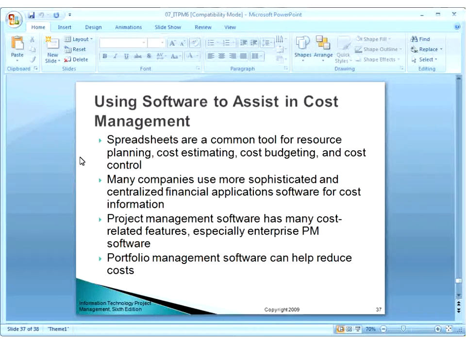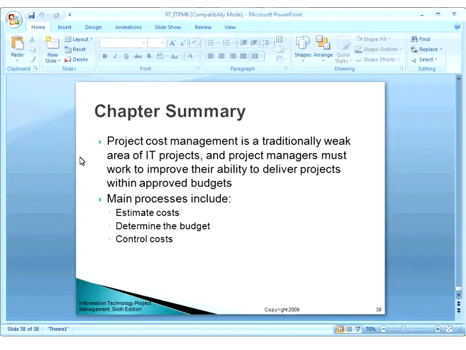You can use software to assist in cost management. You can use spreadsheets, Excel sheets, which is a common tool for resource planning, cost estimation, and control. Many companies, however, sometimes use more sophisticated and centralized financial application software. And project management software has many cost-related features that can also be used. And portfolio management software can also be used, which helps reduce the cost.